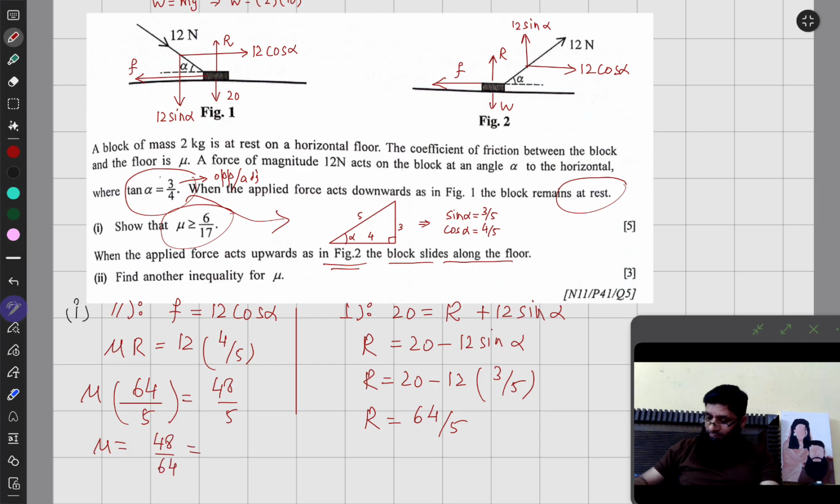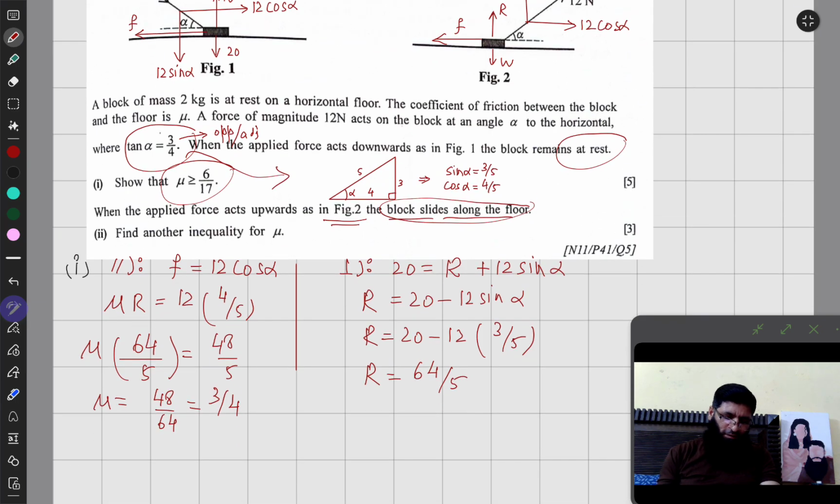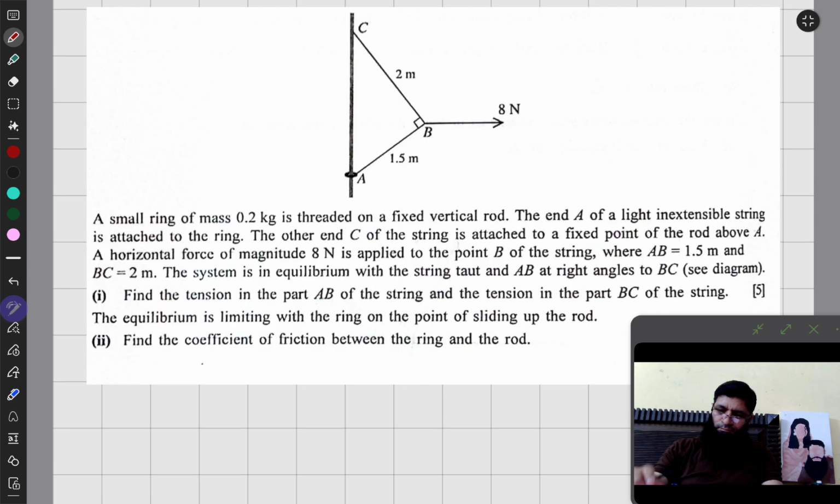Or you can also simplify this, 48 by 64, you will have 3 by 4. But you can see that the block slides along the floor. It means in this case mu must be less than 3 by 4, because if mu is greater than 3 by 4, the force of friction will be greater, and this will stop the object from sliding. So in this case the inequality will be mu must be less than 3 by 4.